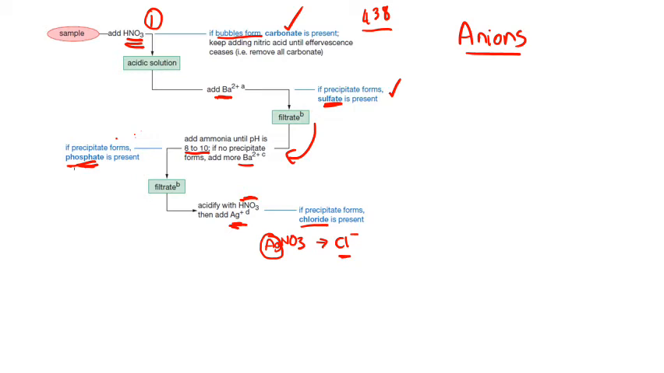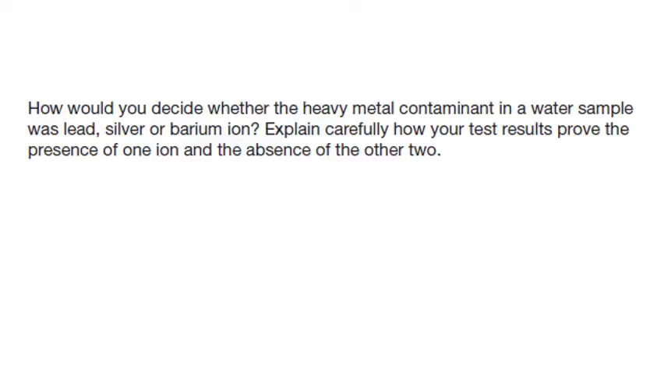You may need to refer back to the tables on the previous page if this flowchart doesn't make a real lot of sense for what you're trying to work out. So let's look at how we might go about solving a couple of these. This is a cation question, straight from the textbook. How would you decide whether the heavy metal in a water sample was lead, silver, or barium?